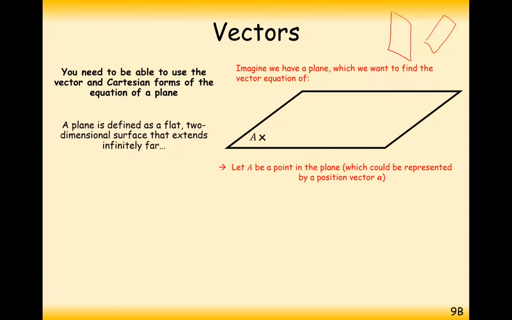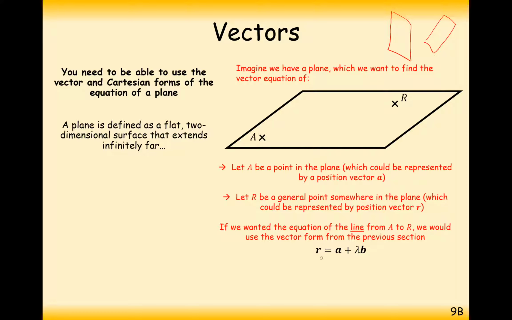So A is a starting point on that plane. We're going to use small letter a to represent that starting point. And r, we're going to use the small letter r to represent any points on this plane. So the equation is going to look like r equals a plus something. Now, beforehand we had r equals a plus lambda b, and b was the vector that got us from a to r.